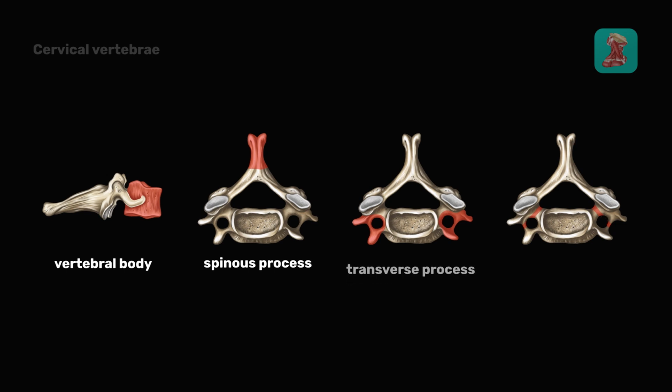On the transverse process, we can find an opening, or foramen transversarium, through which the vertebral artery, vein, and sympathetic nervous plexus pass. On the upper surface of the transverse process, the groove for the spinal nerve runs.